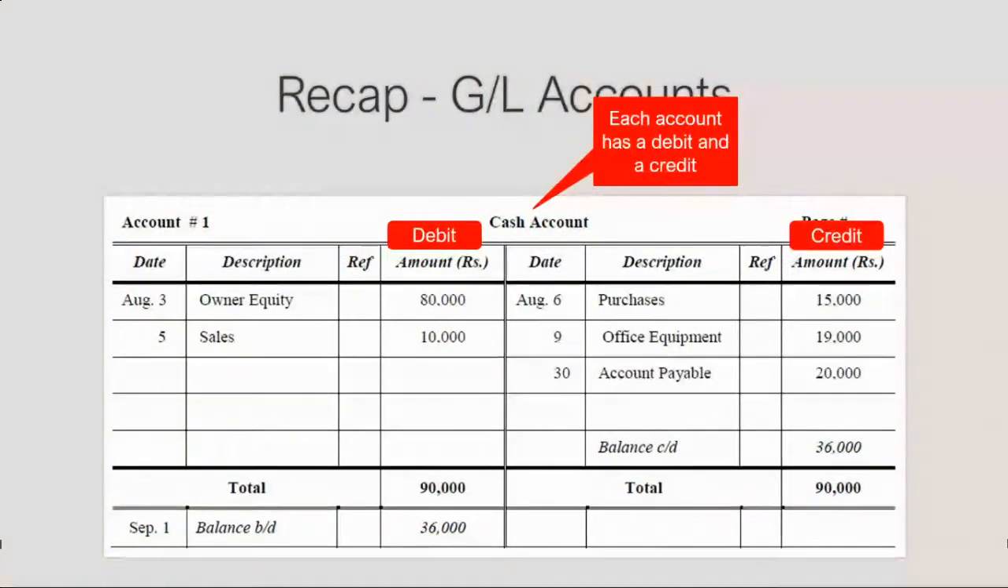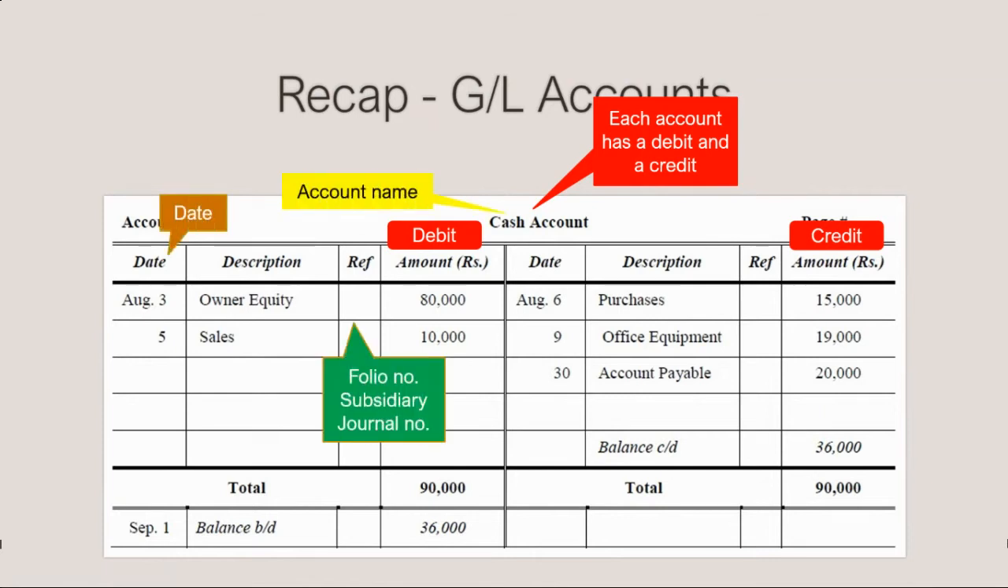And for the general ledger, so these accounts, remember your account name is always at the top. You debit everything on the left, you credit everything on the right. And then we spoke about how you actually balance it. And then remember the reference number is your folio number. So that's your subsidiary journal. So whether it's a cash book receipt journal, whether it's a debtors journal, that needs to be completed within that account.